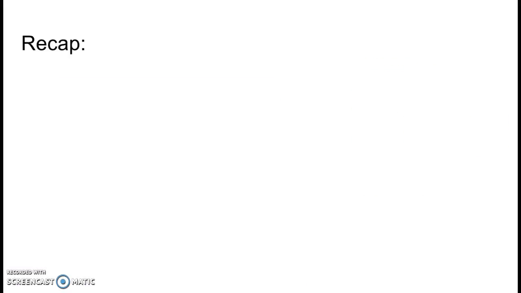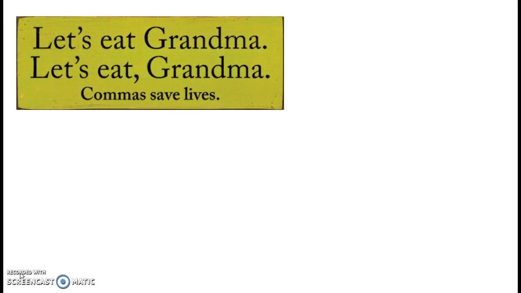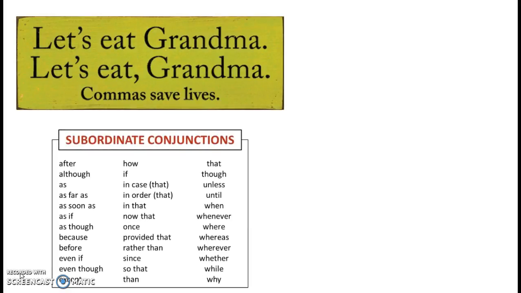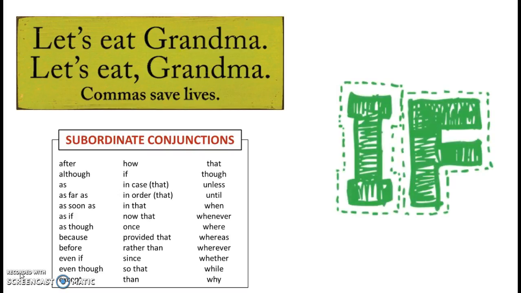So let's just recap real quick. So we have introductory clauses, transitions, subordinating conjunctions really means dependent clause, comma, independent clause, period, and your if clauses, your if sentences, conditional sentences.